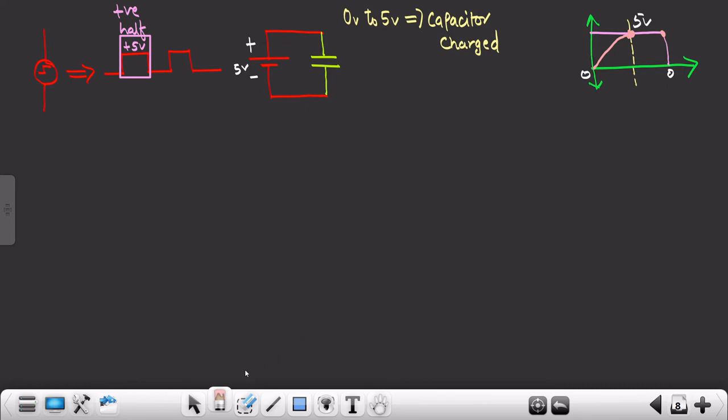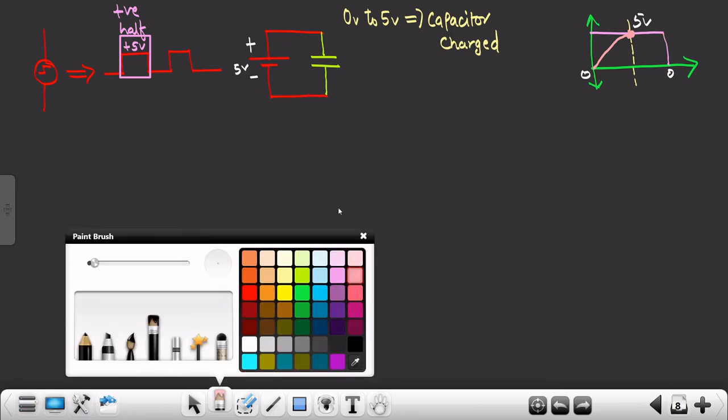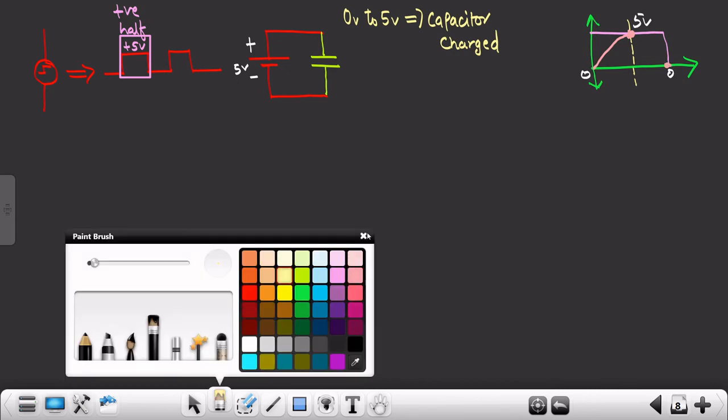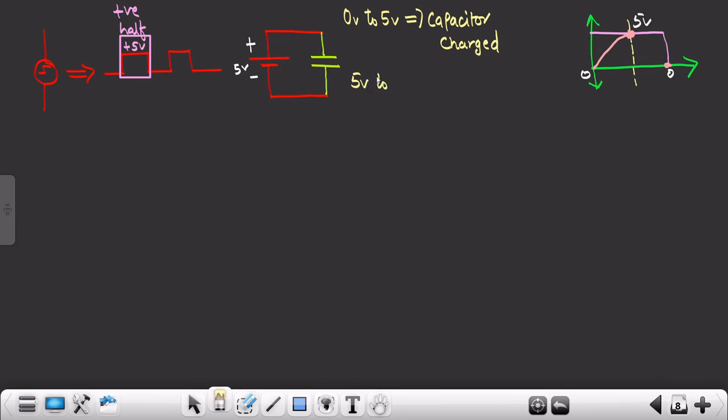Up till this particular point, from 5 volts to 0 volts, the charge will remain constant. Now the capacitor is still charged, the capacitor has charge. And as soon as this particular waveform drops to 0 volts, discharging starts. Forget about this point, just look at this particular point.